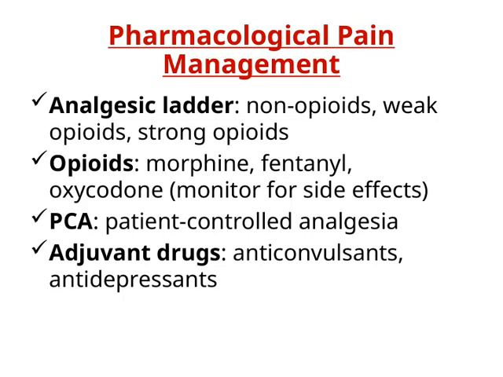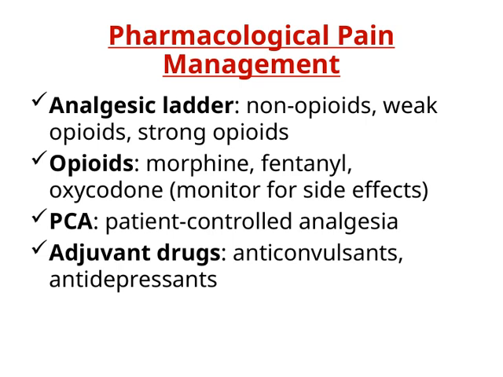Let's now talk about pharmacological pain management. One of the foundational concepts here is the analgesic ladder, which guides us through different levels of pain relief. It starts with non-opioids like acetaminophen and NSAIDs for mild pain, then moves to weak opioids such as codeine for moderate pain, and finally to strong opioids like morphine for severe pain.